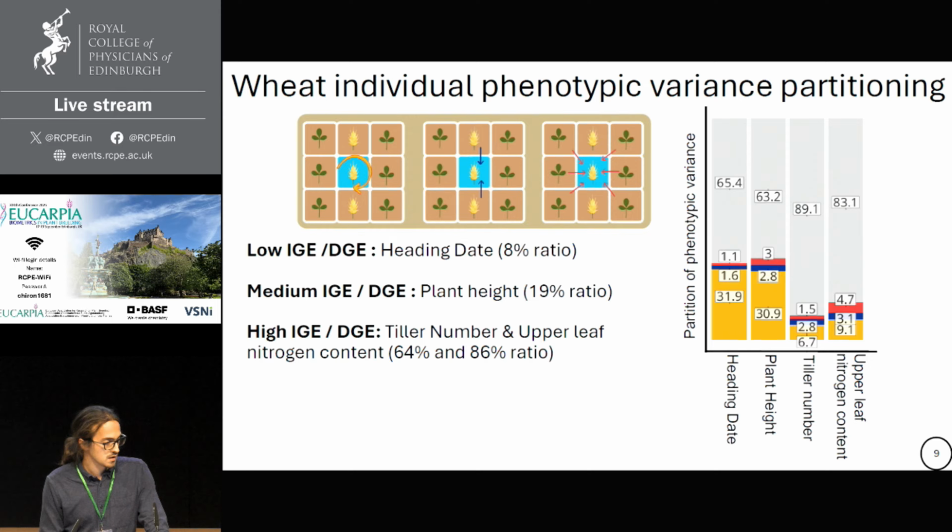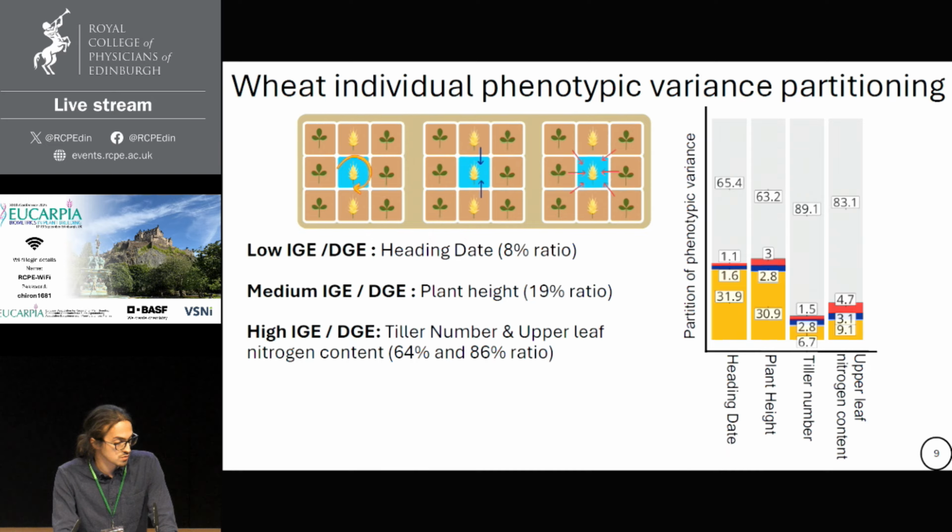And to discriminate different traits, as I mentioned before, we are mostly computing the ratio between the sum of the variance of the IGEs compared to the variance of the DGEs, that is the classical way. And so for the heading date, for example, we have an 8% ratio that corresponds to a low IGE over DGE trait. And it's directly linked to our assumption that heading date is not really highly interacting with its environment.